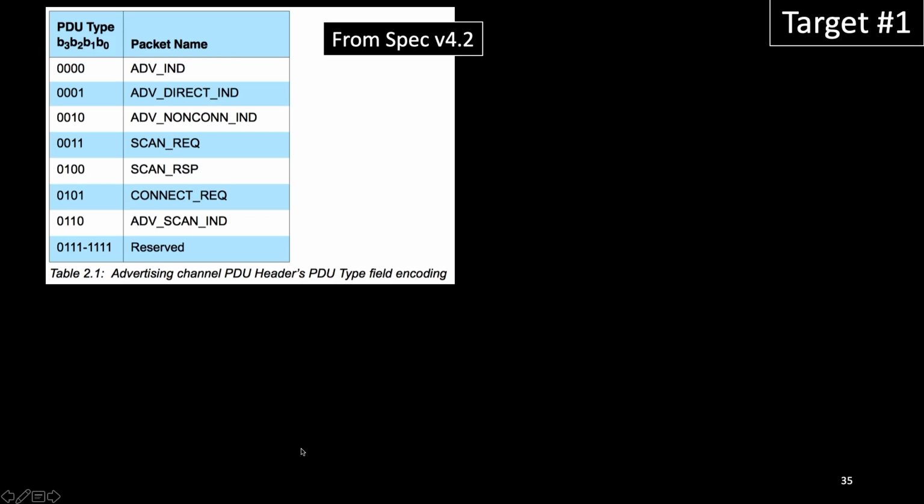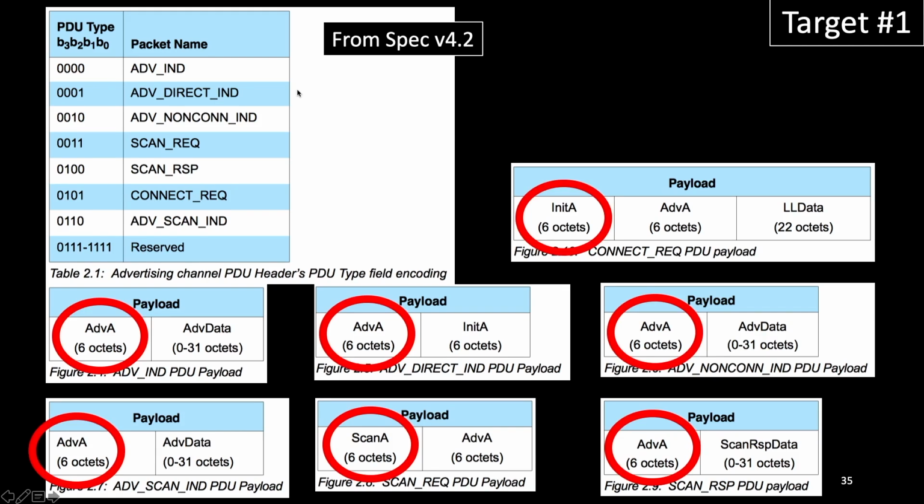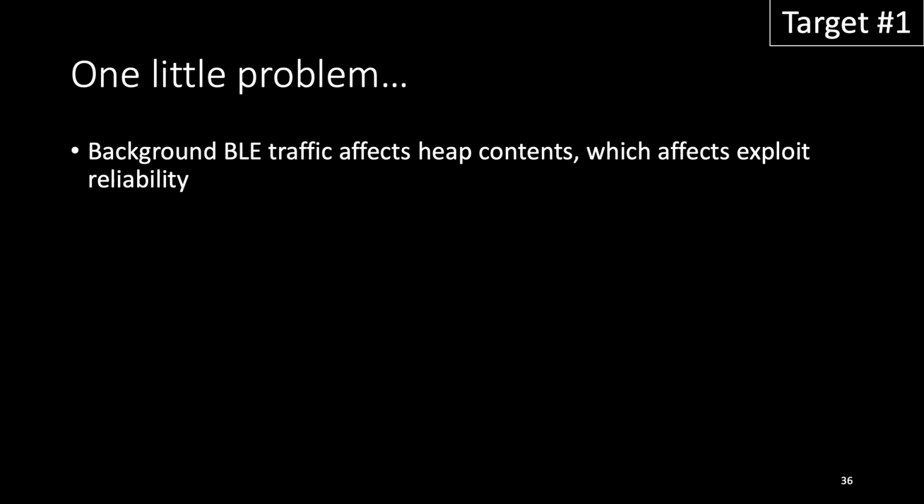And let's see why the programmer made this kind of mistake. According to the stack version 4.2, there are 7 PDU types, and all of them have at least 6 bytes of data here. So the programmer can think, okay, there is a packet length, I can just subtract 6. However, if it is a malicious packet, it can be smaller than 6.